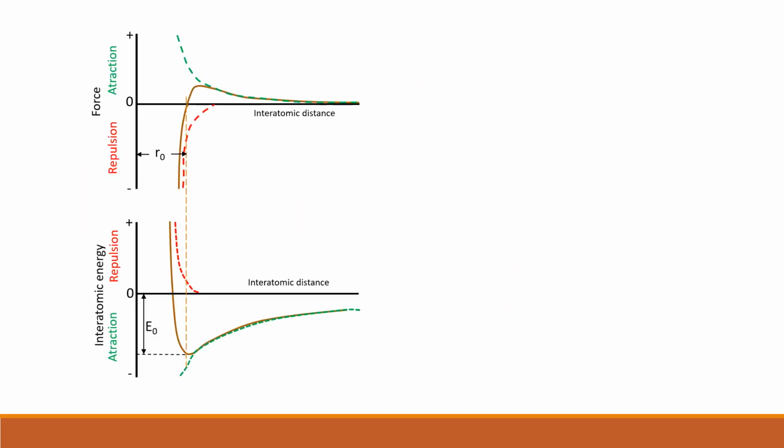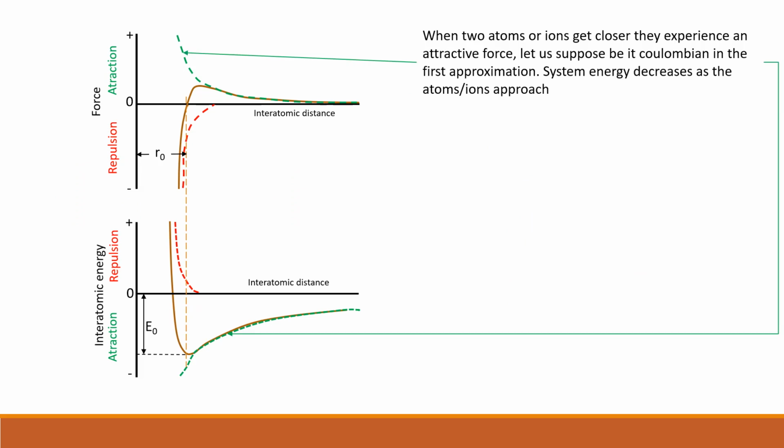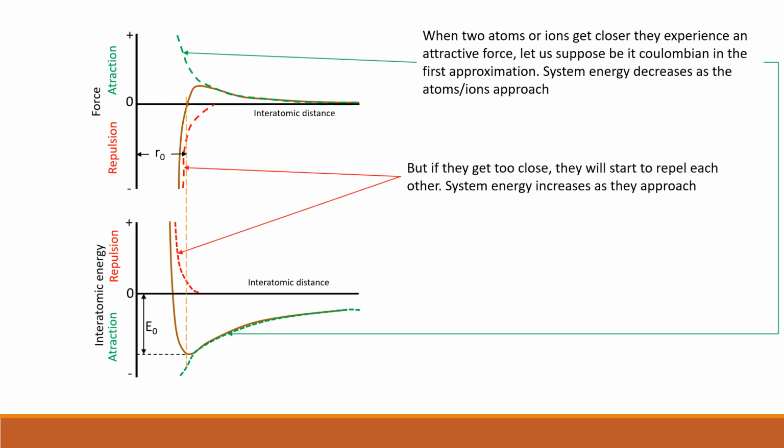Okay, let's consider these graphs in more detail. So here, in this part, two atoms or ions get closer, so they experience an attractive force. Let's suppose, for simplicity, that it's Coulombian. It's a first approximation that works quite well. And so the system energy decreases as the atoms or the ions approach. If they come too close, then they will start to repel each other, and so the system energy will increase as they approach. Here we have the repulsive energy.